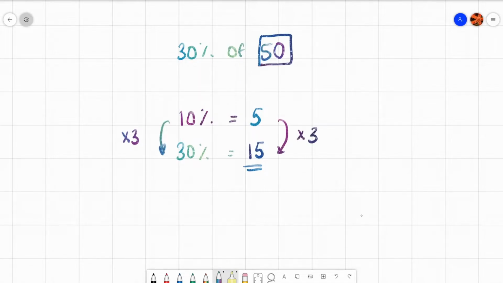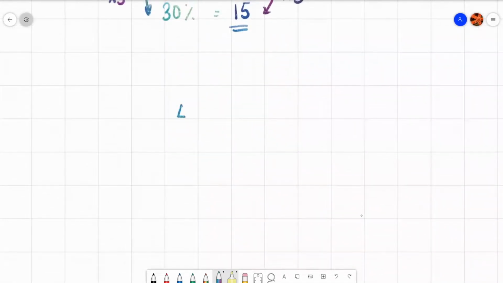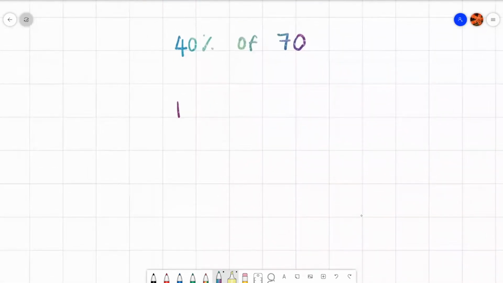Okay, let's have a look at 40% then. We'll just do easy numbers and we move on to decimals in a minute. 40% of 70. Again, work out 10%. Now, to work out 10%, I've got to divide by 10. My number is 70. So 70 divided by 10 is 7. Now I can work out 40%.